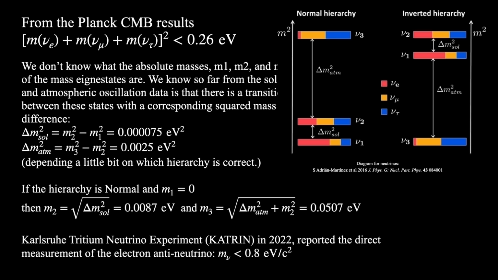Actually getting this mass is an active area of research with the Karlsruhe Tritium Neutrino experiment. This has the wonderful acronym of KATRIN. This experiment is trying to directly measure electron neutrino mass. In 2022, they reported a direct measurement of the electron antineutrino as just a little bit less than 0.8 electron volts per c squared. So neutrinos are not massless, but it's still possible that one of the mass states is massless. Neutrinos are really interesting.